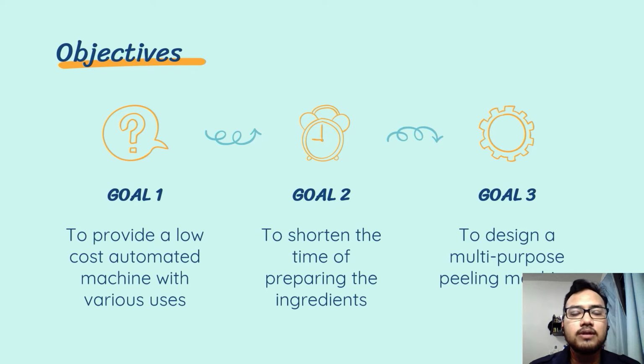Next is the objective. The first goal is to provide a low-cost automated machine with various uses. The second goal is to shorten the time of preparing the ingredients, and the last goal is to design a multi-purpose peeling machine. That's all.